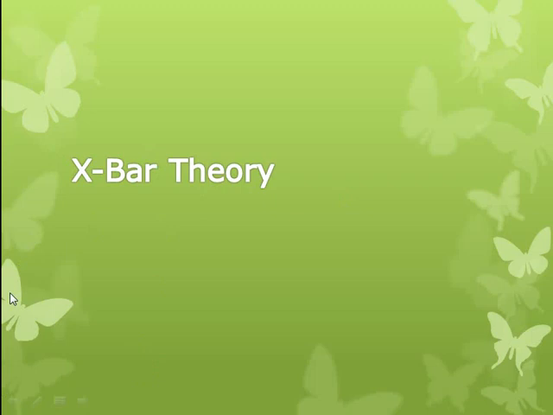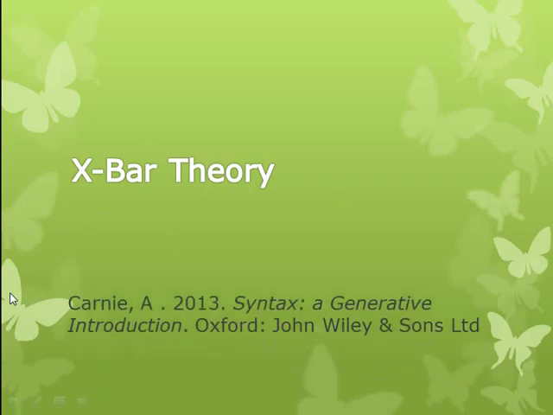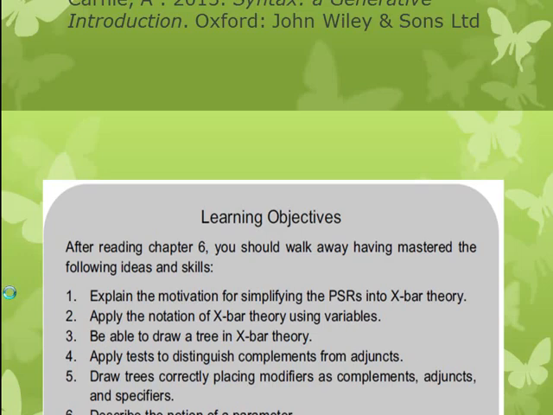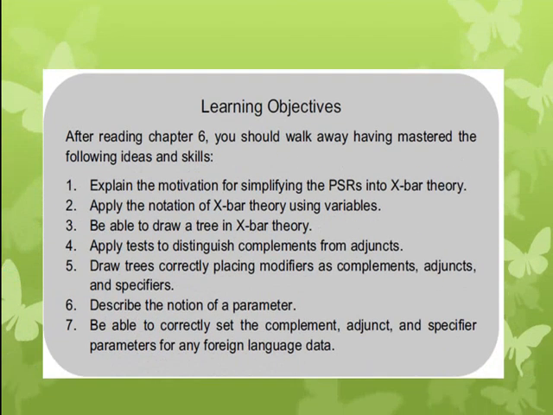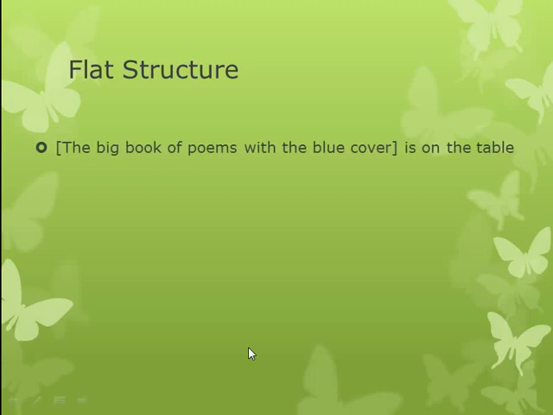Today we move to explore X-bar theory for this syntax class, and the materials are taken from Carnie's book, Syntax: A Generative Introduction. Alright, first, the objectives of this Chapter 6 are simplifying phrase structure rules into X-bar theory, the notion of X-bar theory and how to draw a tree in X-bar theory, distinguishing the complement from adjunct, and then we'll see modifiers as complements, adjunct, and specifier, and then parameters, and then set the complement, adjunct, and specifier parameters for any foreign language data. Okay, let's go first to this.